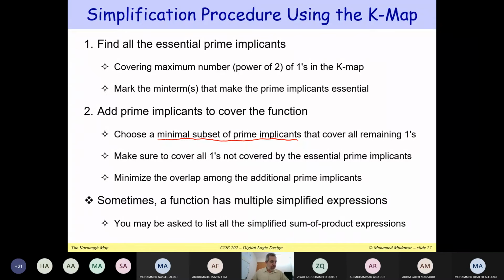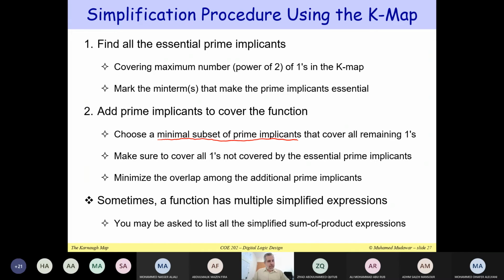We have the solution. Now, sometimes you will discover that a function can have multiple solutions. That is, there is no unique minimal sum of product expression for the function. And therefore, you can obtain multiple simplified expressions. Sometimes the function might have two solutions, two simplified expressions. It might have three, it might have four, or even more. So all of this is possible.